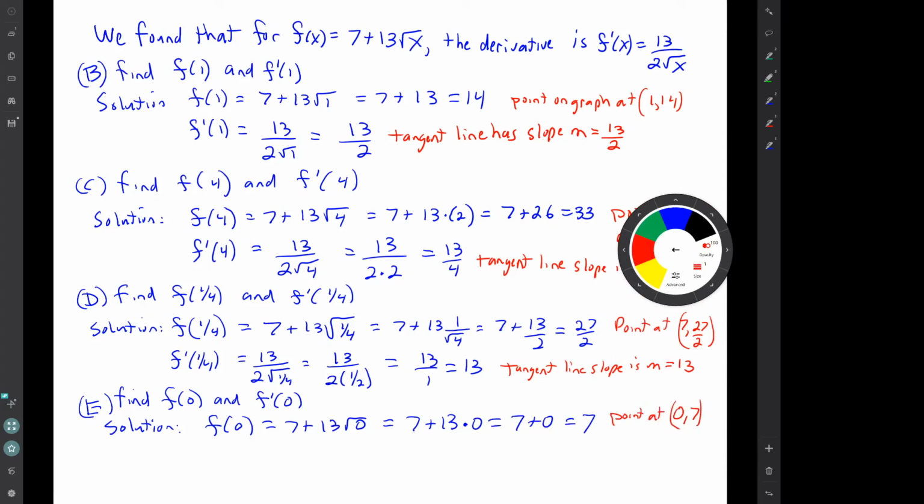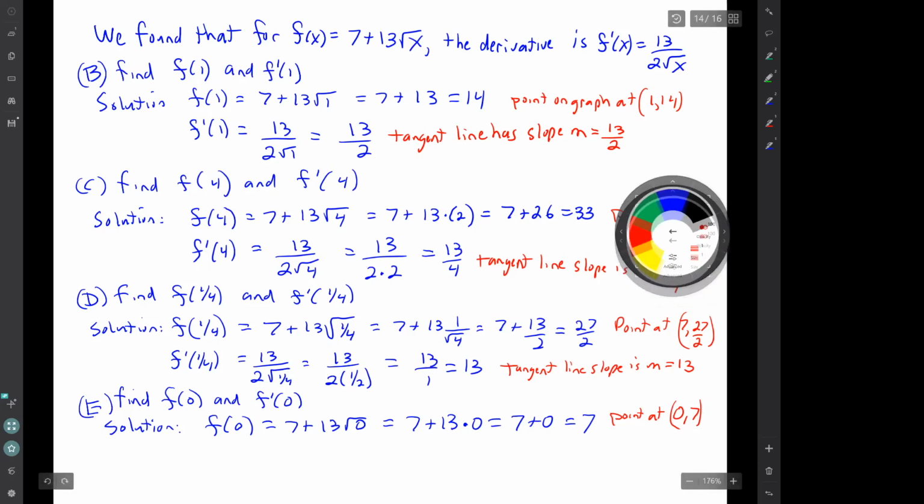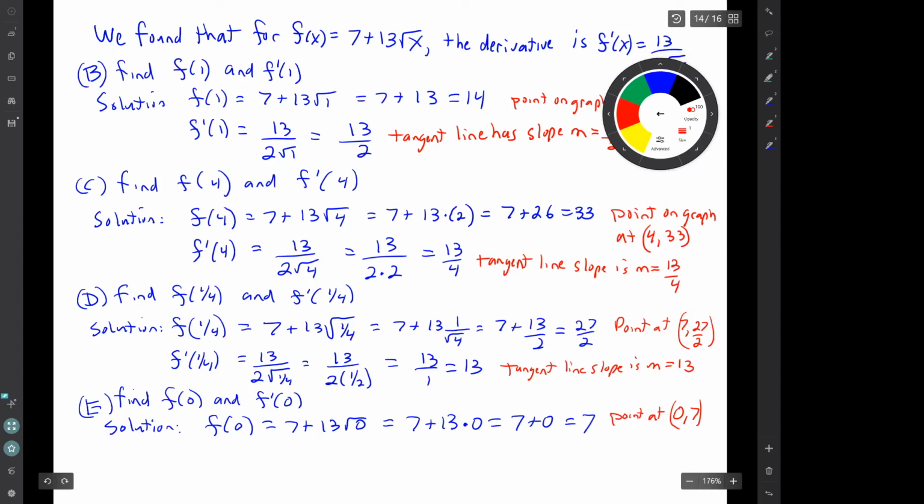So we found that f of 0 is the number 7. That tells us that there's a point on the graph at (0, 7). I see that I wrote down a wacky thing in part D. Part D, the x-coordinate is not 7, it's 1/4. So this should say point at (1/4, 27 halves). Finally, for the last part of part E, we have to find f prime of 0.